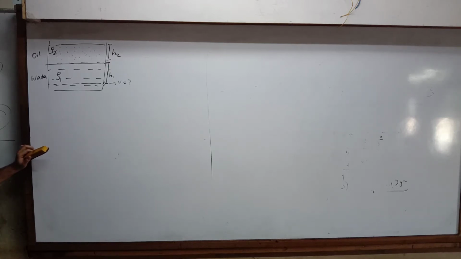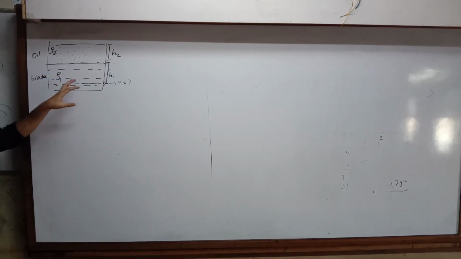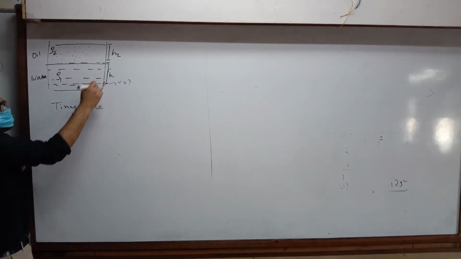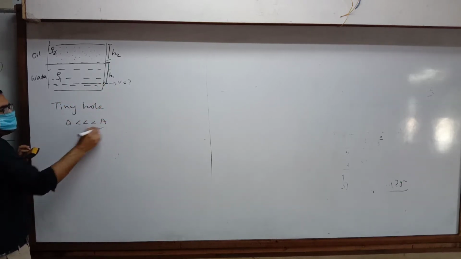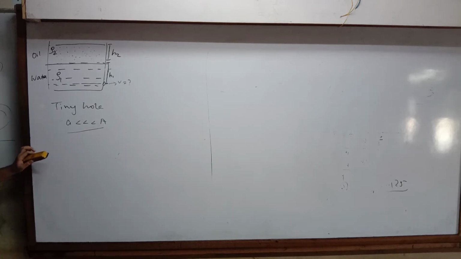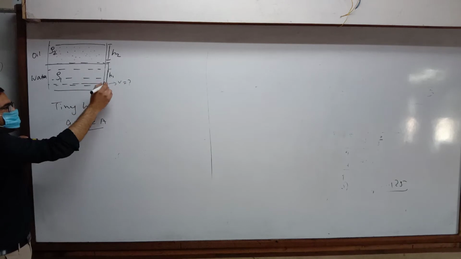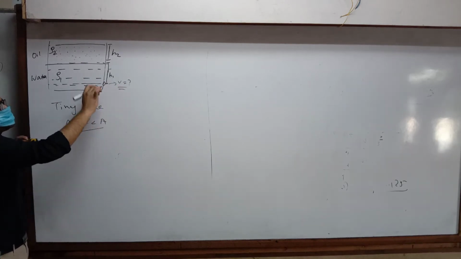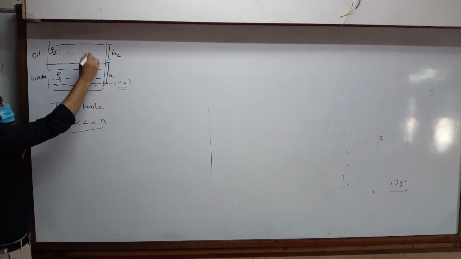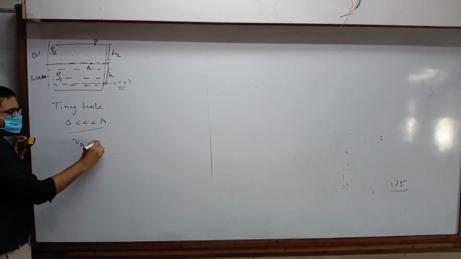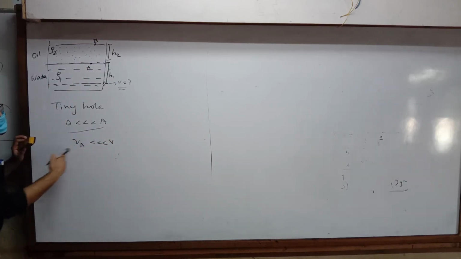Actually, you could do it by Bernoulli's theorem, right? But we will keep it simple. We will do it for a tiny hole, that is, the area of the hole is much smaller than the area of the vessel. So what you can think is, if you have it like this, V is there, fine. But suppose at this point, let's say A and then this point B, if you think of the speed of the fluid, I hope you understand this.